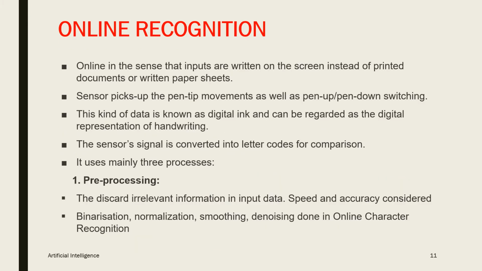Next, going to the online recognition. Online in the sense that inputs are written on the screen instead of printed documents or written paper sheets. Sensor picks up the pen tip movements as well as pen up or pen down switching. This kind of data is known as digital ink and can be regarded as the digital representation of handwriting. The sensor signal is converted into letter codes for comparison.